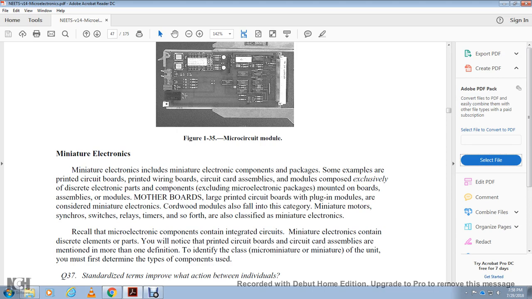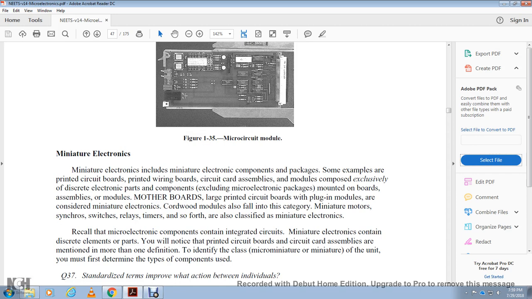Miniature electronics. Miniature electronics include miniature electronic components and packaging. Some examples are printed circuit boards, printed wiring boards, circuit cards, and some modules composed exclusively of discrete electronic parts that exclude microelectronic packages mounted on the board. Motherboards are large printed circuit boards, but plug-in modules are considered miniature electronics. Cordwood modules all fall in the category of miniature electronics. Motors, synchros, switches, relays, timers, and so forth are also classified as miniature electronics.